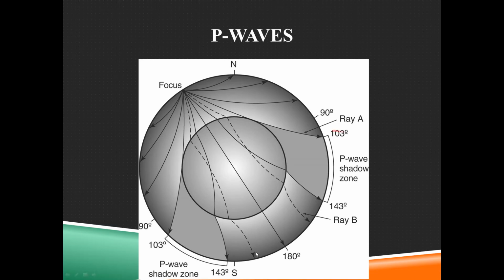There are 2 of these. 2 P wave shadow zones, kind of either side of the core, located about like that. And they're 103 to 143 degrees from the focus point. Now notice this isn't 103 and 143 from north, because they're both labeled 103 and 143. So it's 103 degrees from where the earthquake happened to 103 to 143 from where the earthquake happened in both directions. Those are the P wave shadow zones. Not as important to remember exactly how many degrees, more important to remember the approximate locations and what they are.